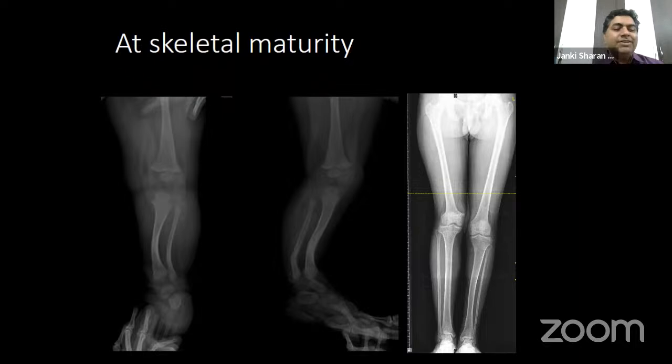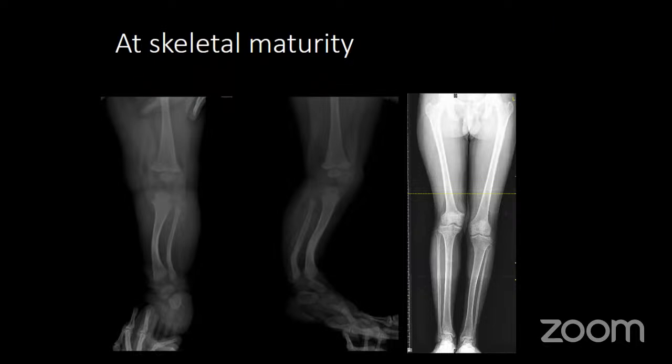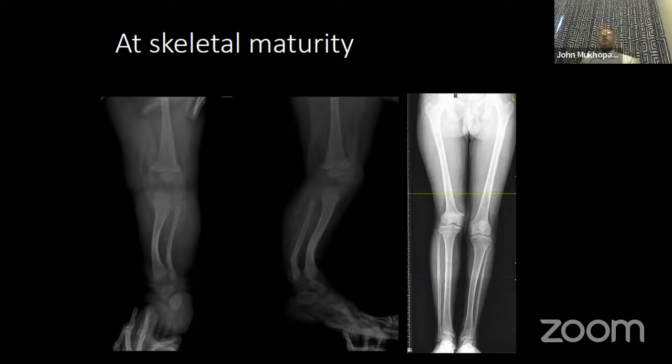Sir, thank you very much. Sir, in this case, at maturity, can we do femoral shortening? That's what we said first. Femoral shortening, strictly speaking, you can, but then you have to explain to them that the knee joint levels will be slightly different. It doesn't make so much functional difference, but they need to understand that their knee joint levels will be different.